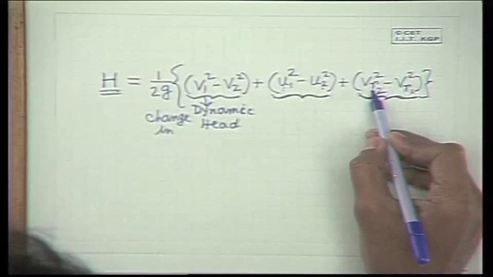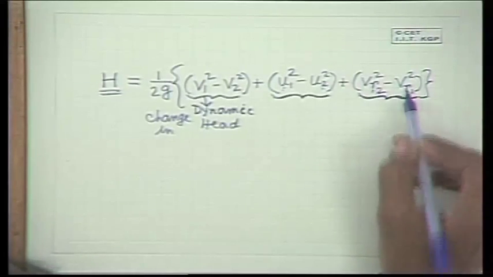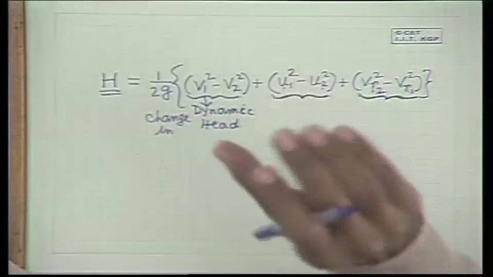Otherwise, the change in the relative velocity is not there. Only there will be a little change due to friction. And if the vane surface is very smooth, this change due to friction is not much. Change due to friction always makes the outlet velocity slightly lower than the inlet velocity.